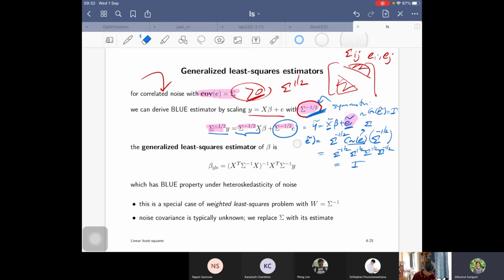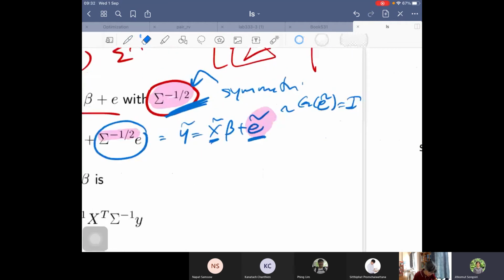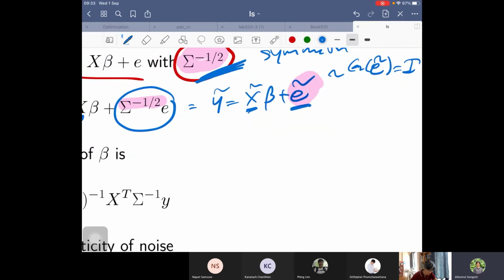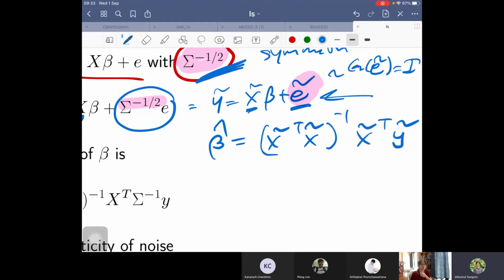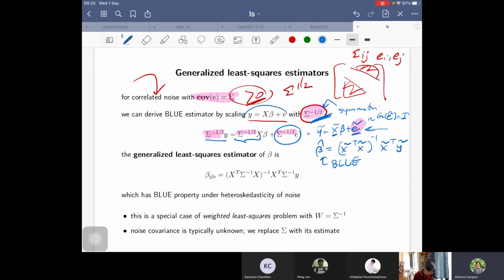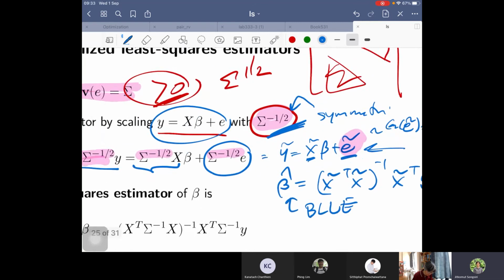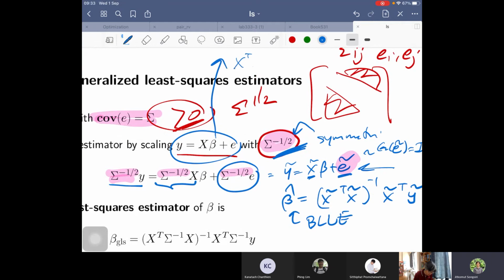Okay, now let's get back. After we rescale the equation, it now satisfies the setting of the previous lecture, the BLUE property. It means that based on this equation, the BLUE estimator beta hat would be given by (X tilde transpose X tilde) inverse times X tilde transpose y tilde. These must be BLUE estimates. But that's not the same. That beta hat derived from the scaled equation is not going to be the same as beta obtained from ordinary least squares. They are not the same thing.